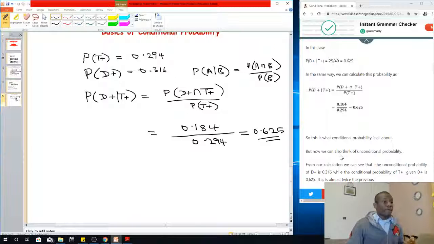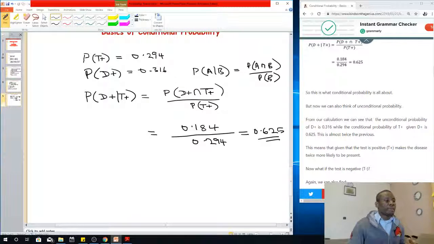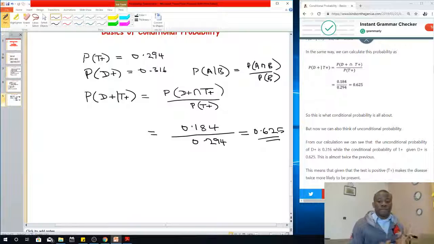So now we can think also of unconditional probability. I'll allow you some time to digest what we've just discussed about conditional probability. Now, in the next part, we are going to compare it with unconditional probability. Is there anything like that? And then how can we use it to get a clear understanding of what we are learning?